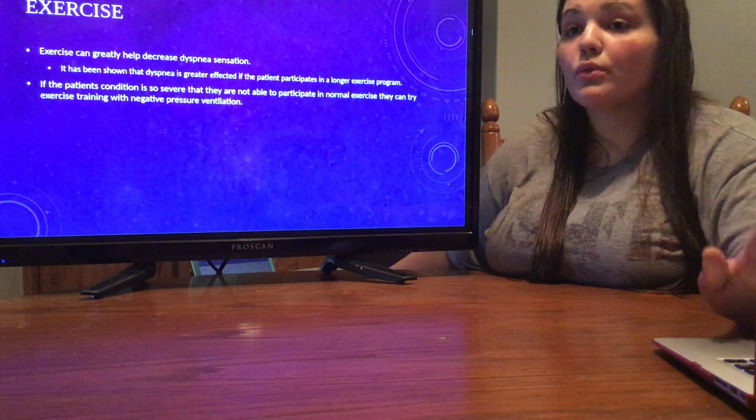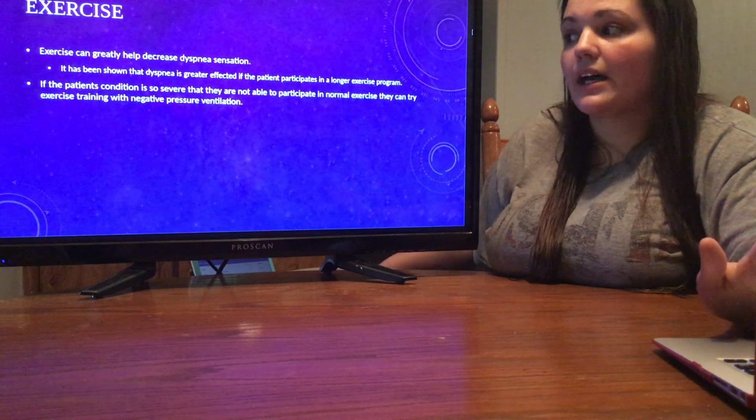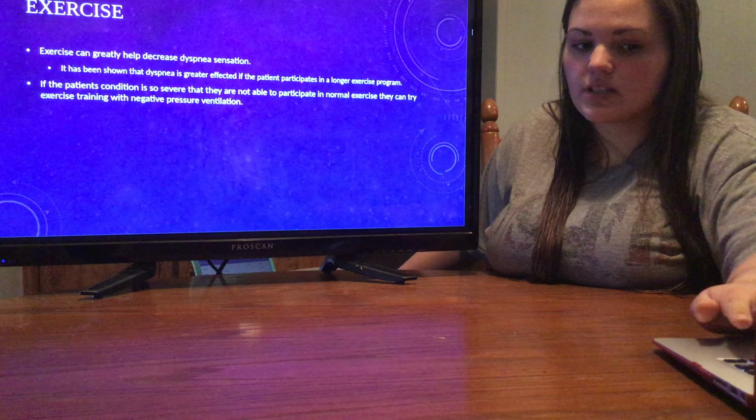So exercise is super important, and even if you can't do it like you normally can, they're trying different ways now to get patients any kind of exercise possible.